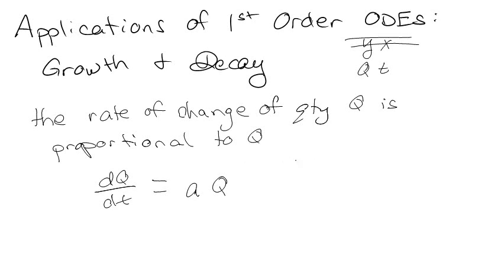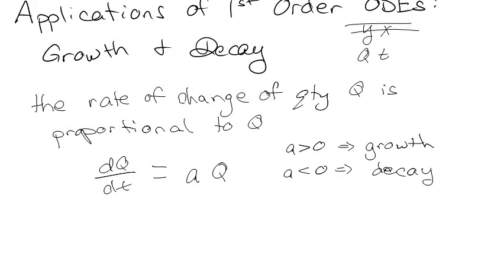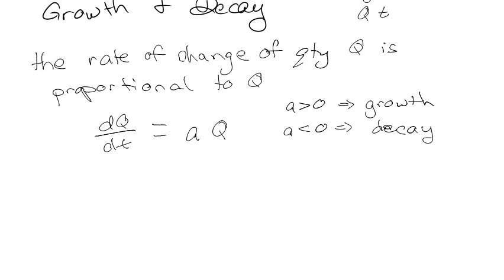Now, the way that we work is if a is greater than 0, we call that growth, which makes sense because the change would be positive. If a is less than 0, we call that decay, which again would make sense because the rate of change would be negative. So because we know how to do DiffyQ now, we can actually solve this, which is kind of exciting.